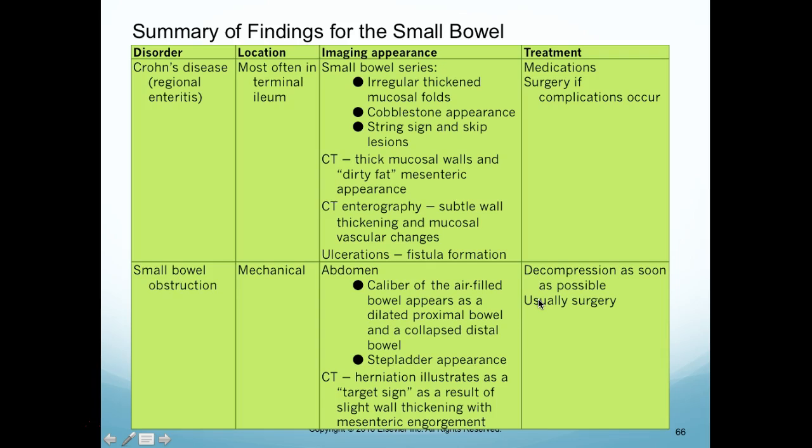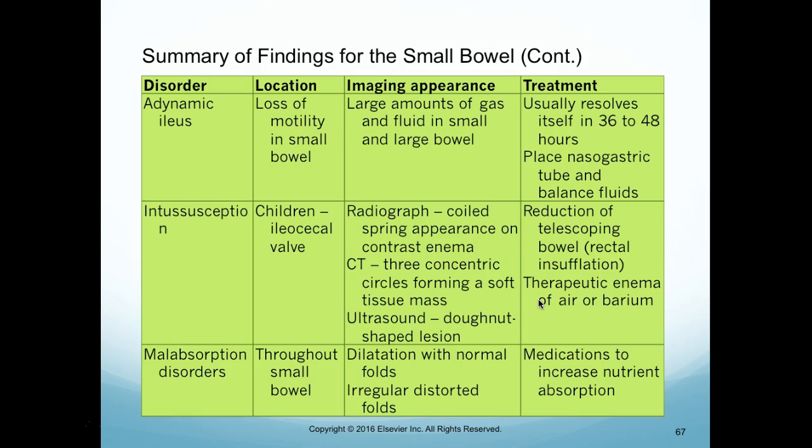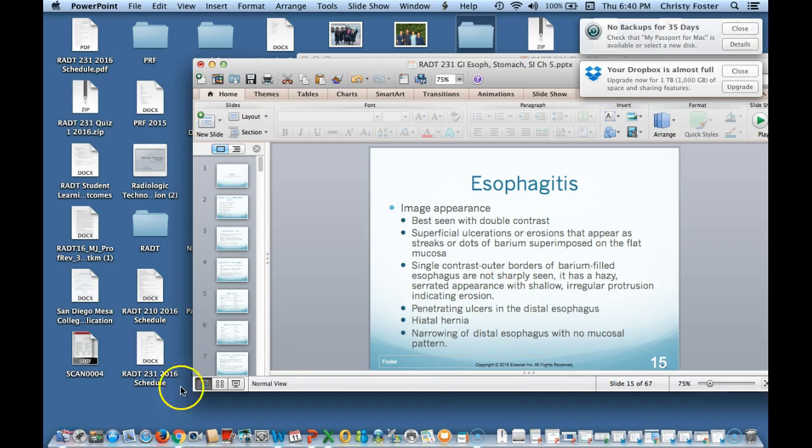Here is your summary of the small bowel. You guys can read this, help you with your quiz. All right, that's all.